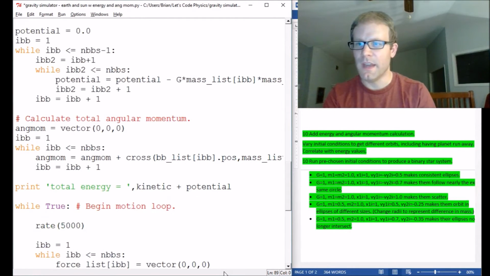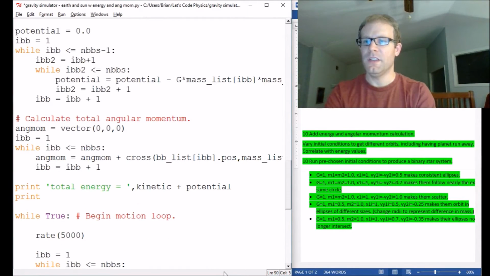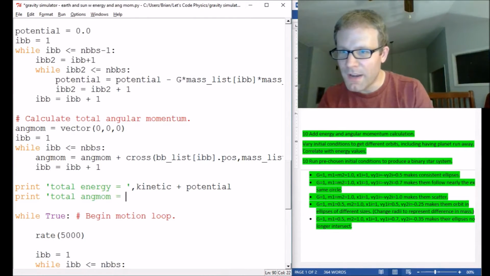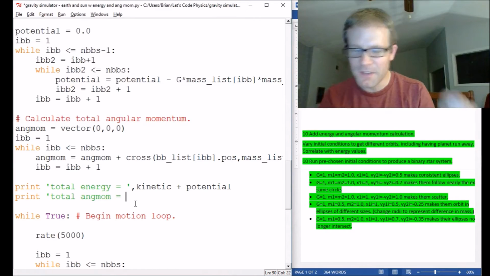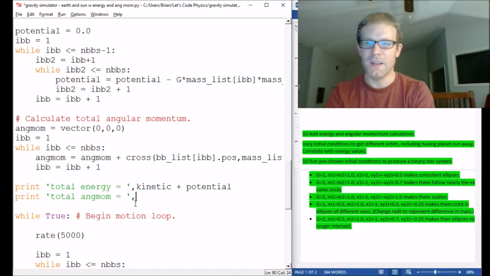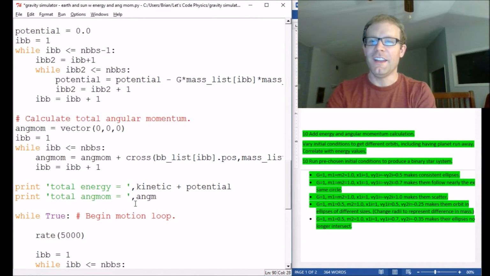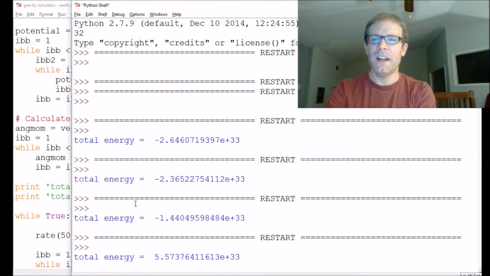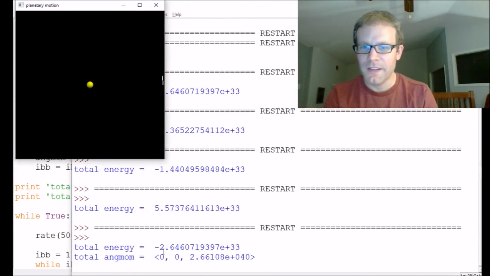And actually, let's do that here after the energy. So print total angular momentum. Ooh, I even got these to be the same number of letters. All right, always a good day in programming land. Angular momentum. So we should get out a vector. That'll be a triple of things.